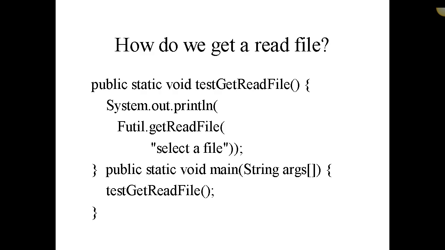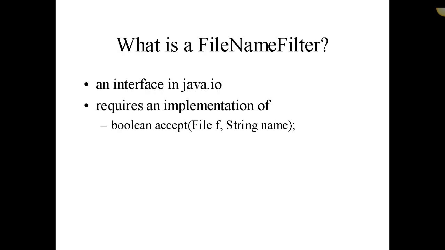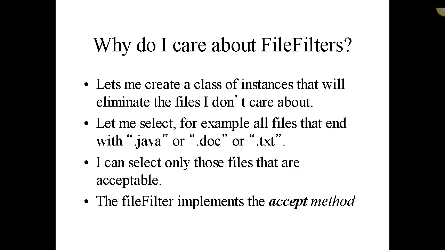So here we have a prompt coming in from select a file, which allows us to get a file for read. And then what we can do is we can make use of polymorphism to implement what's called a file name filter. The file name filter will accept a file and return true or false if the file name filter is satisfied. And you can define how complicated the file name filter will be at will. So for example, if I want all the Java files or all the doc files or all the text files, I could write an accept method that accepts all of them.